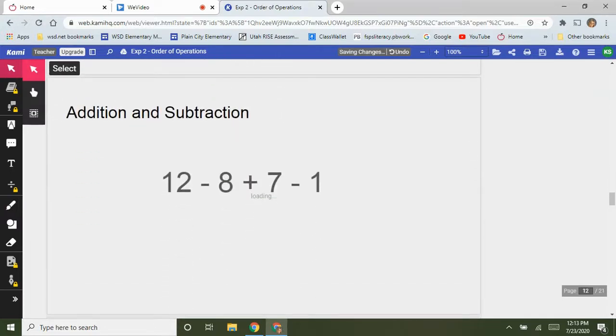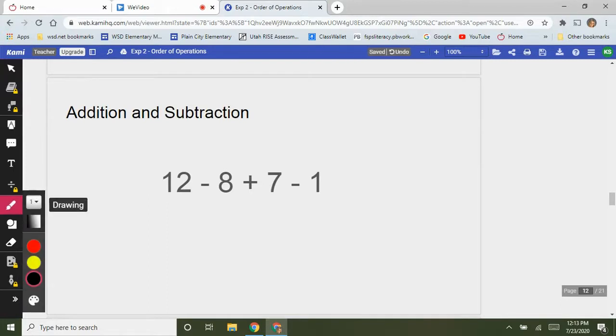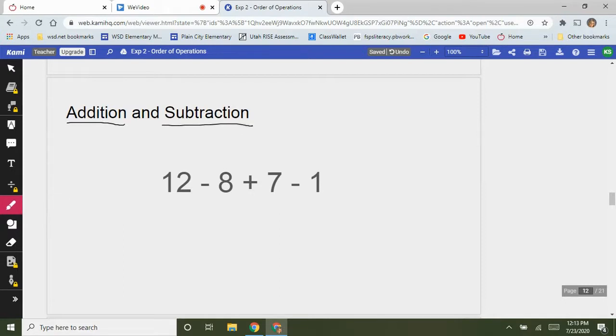Okay, and a little bit of trying with addition and subtraction. Again, just because the word addition is first doesn't mean addition's first. We simply go left to right with addition and subtraction. So going left to right, we start with 12 minus 8, which is 4. And I'm going to bring down everything I haven't used. It helps me to keep my work organized. Now I'm going to do the addition because it's first left to right. 4 plus 7 is 11. And I haven't used that. Subtract 1. Now 11 minus 1 is 10.